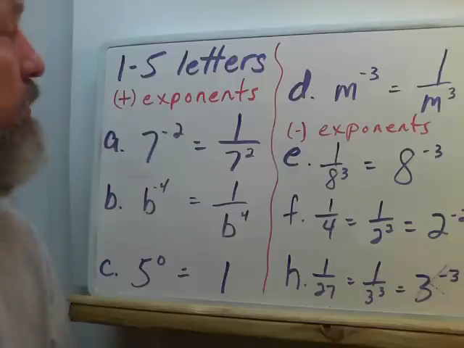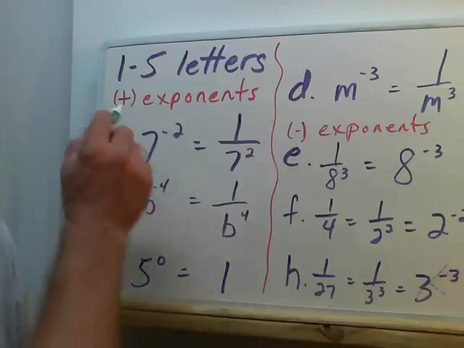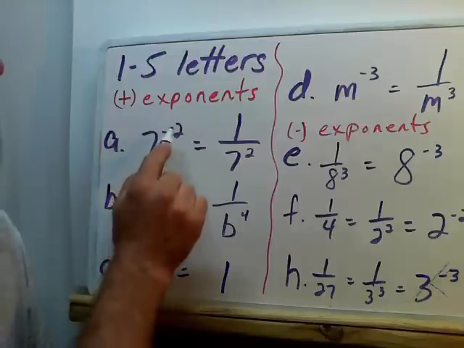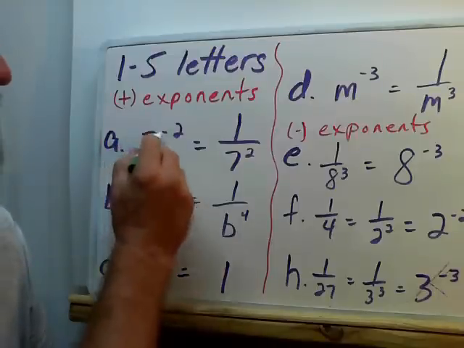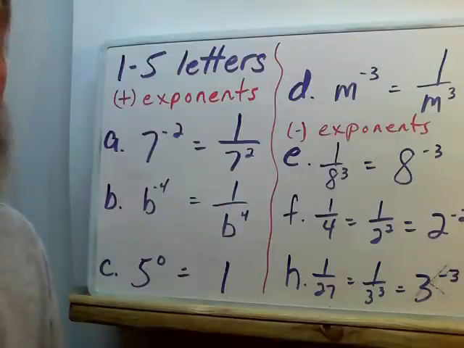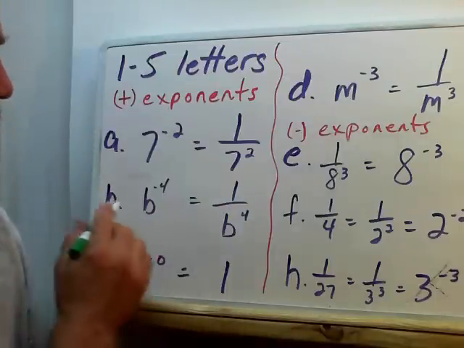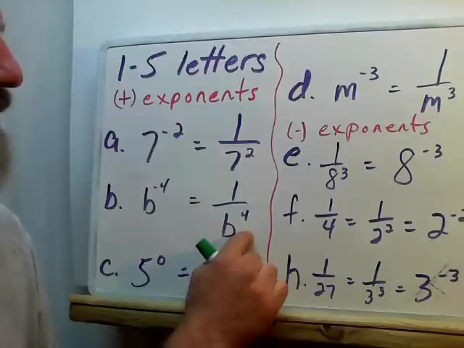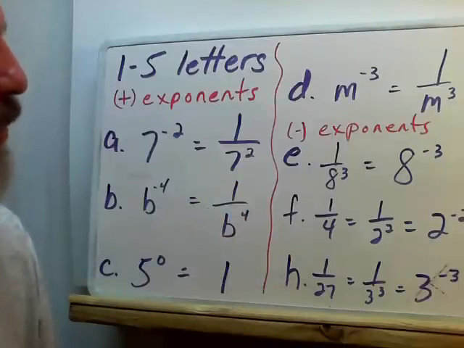Here are your solutions to Lesson 5, Chapter 1, the letter problems. First of all, your instructions for the first segment are to write the expressions with positive exponents. So we're going to look at 7 to the negative 2. And remember, we can move it into the denominator and make it positive, and then it becomes 1 over 7 squared. It's that simple. Letter B, we have b to the negative 4th. Move it into the denominator, it becomes positive, so we end up with 1 over b to the 4th.